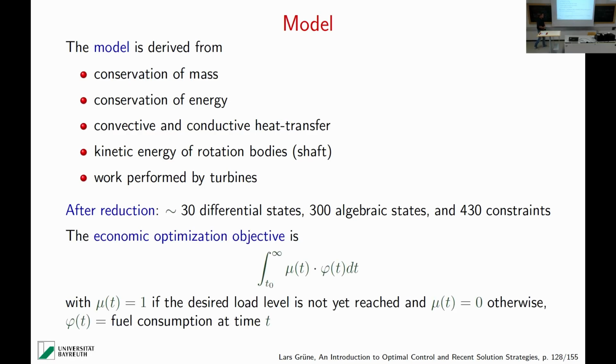The optimization objective is an infinite horizon objective. You could do it with a long enough finite horizon, which is a bit of cheating here. So phi of t is the fuel consumption at time t. So we want to minimize the fuel consumption, but only until we reach this point where we can connect the plant to the grid, because then they switch to a different controller that would control the set point where they want to run it. So this is what this mu does. So mu is equal to 1 if the desired load level is not yet reached, and 0 otherwise. So there's no cost anymore once we reach the load level.